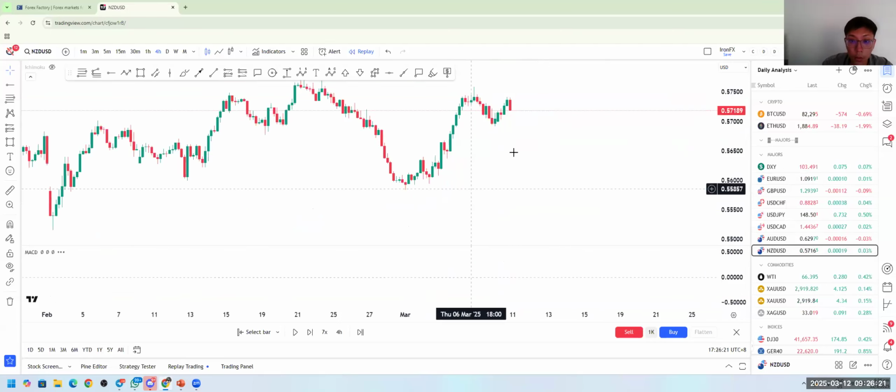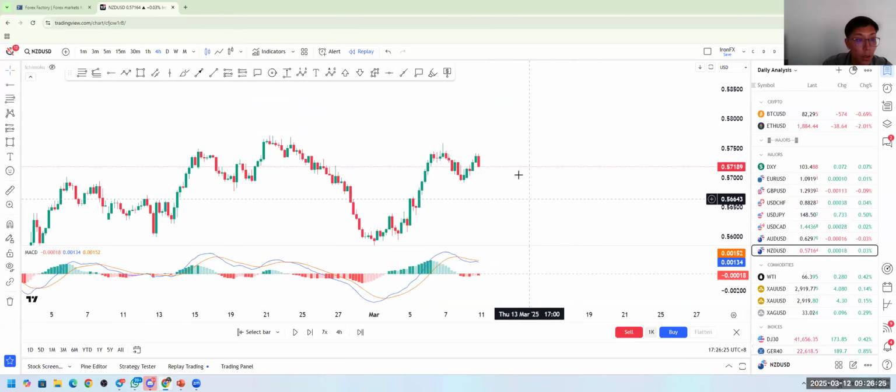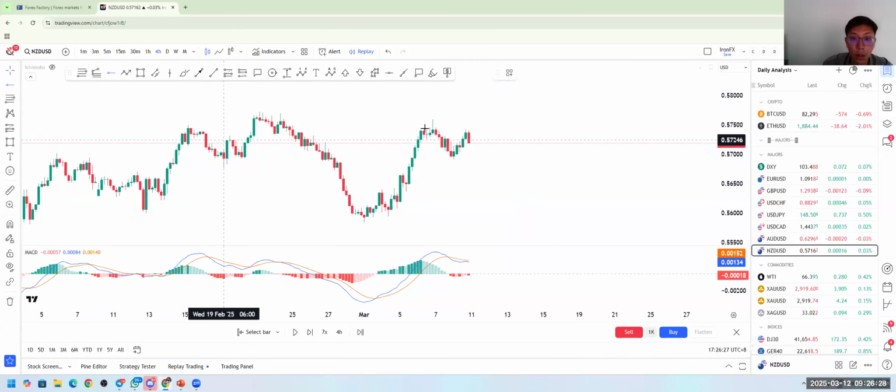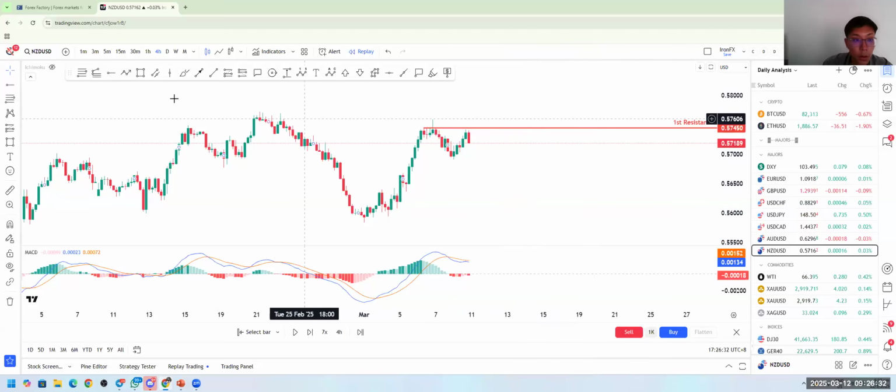Okay. So let's take a look at NZD USD. Okay, NZD USD H4 chart. First resistance.